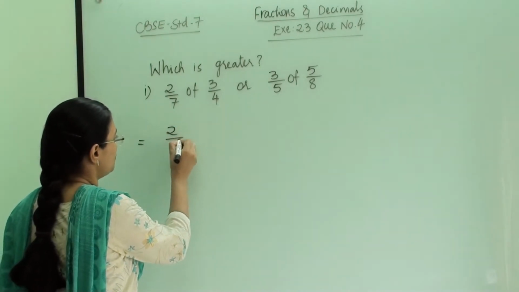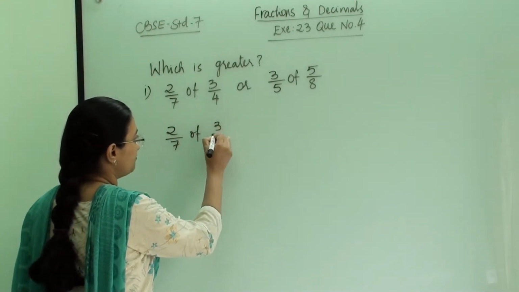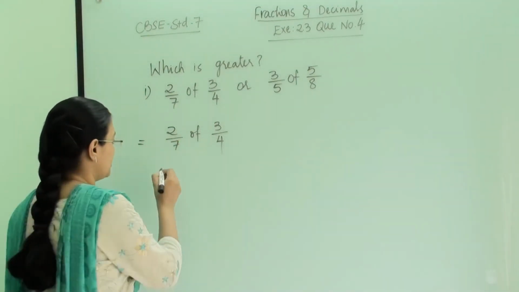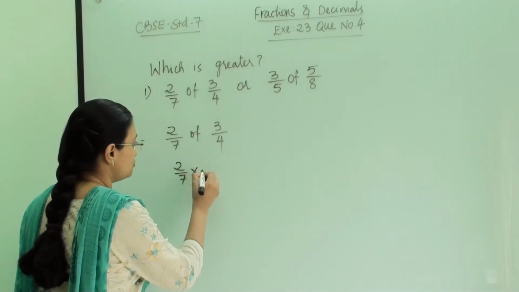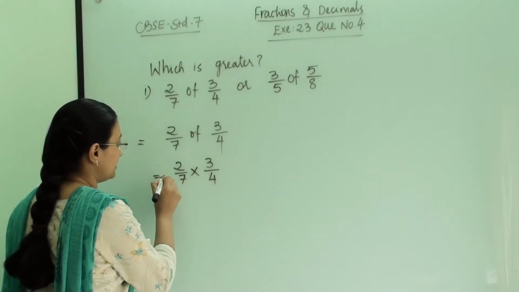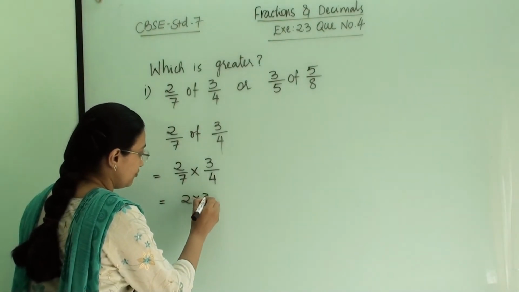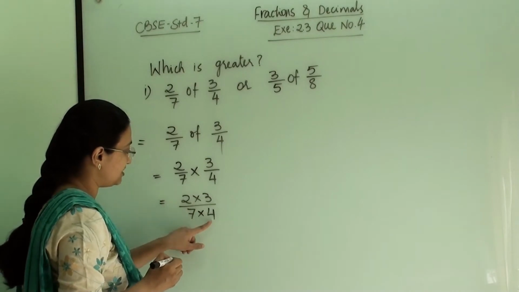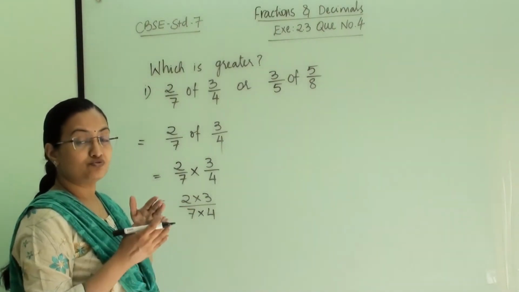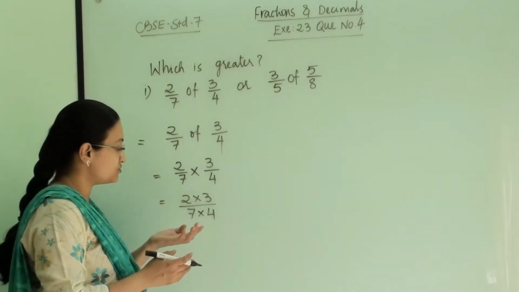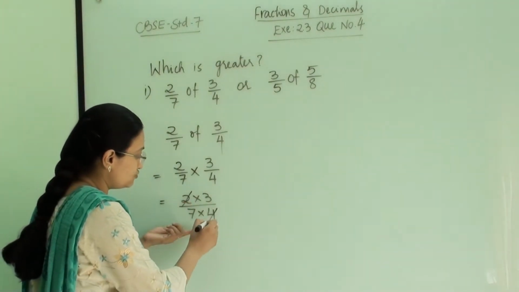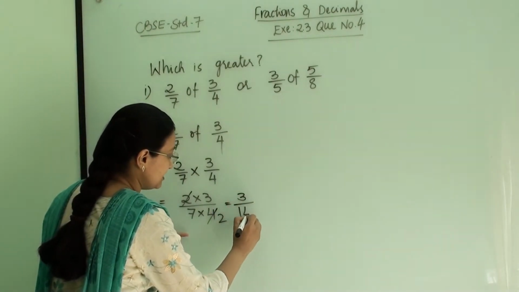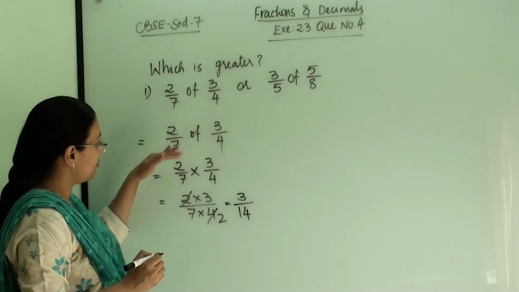So this is 2 by 7 of 3 by 4. Here "of" means we have to change it with a multiplication sign. So 2 by 7 into 3 by 4. Both fractions are in multiplication. So now, simple multiplication: 2 into 3 divided by 7 into 4. At the same time we have to check whether we can reduce these terms or not. Yes, we can reduce this. 2 2s are 4. So the answer we are getting here is 3 divided by 14. This we are getting from this term.